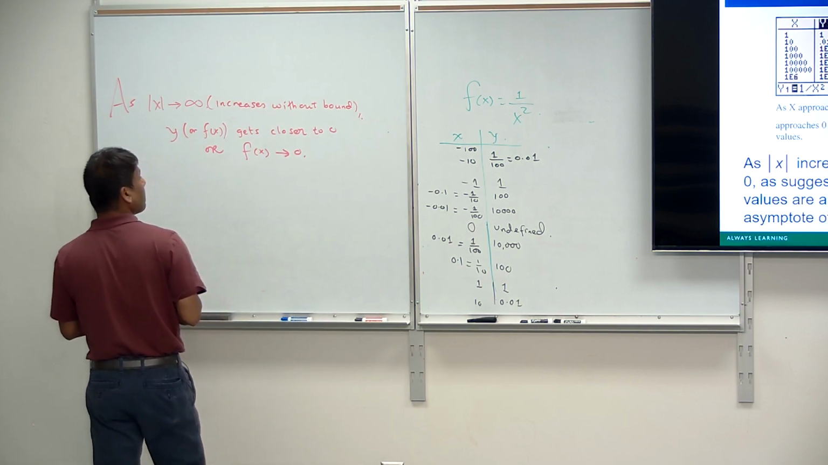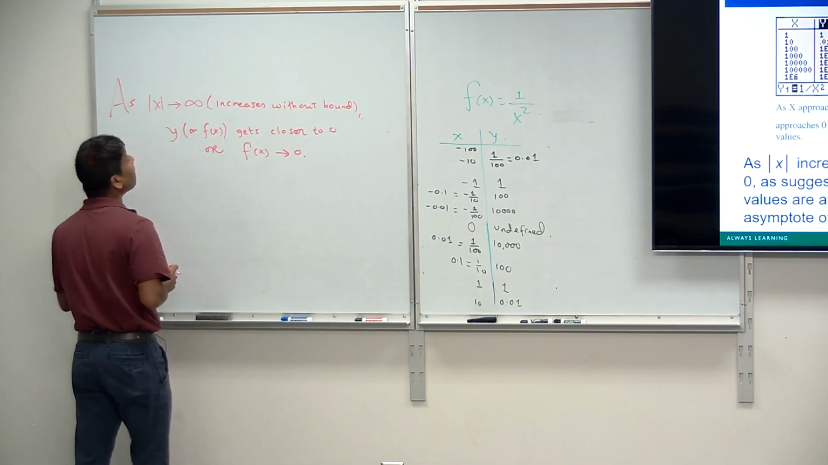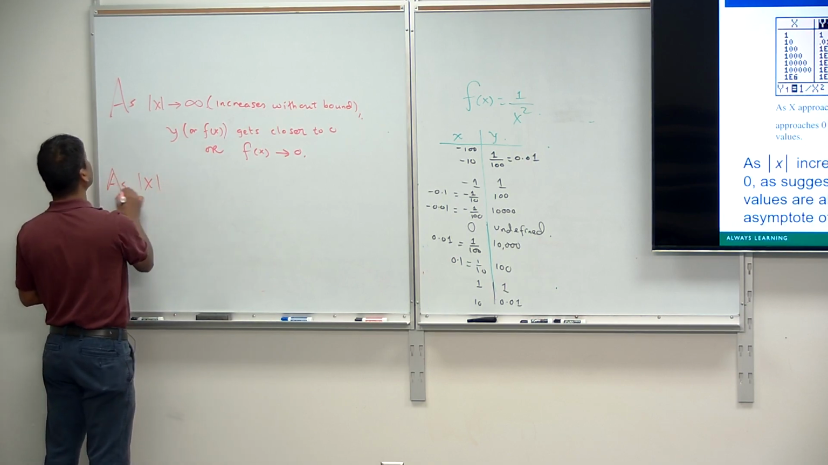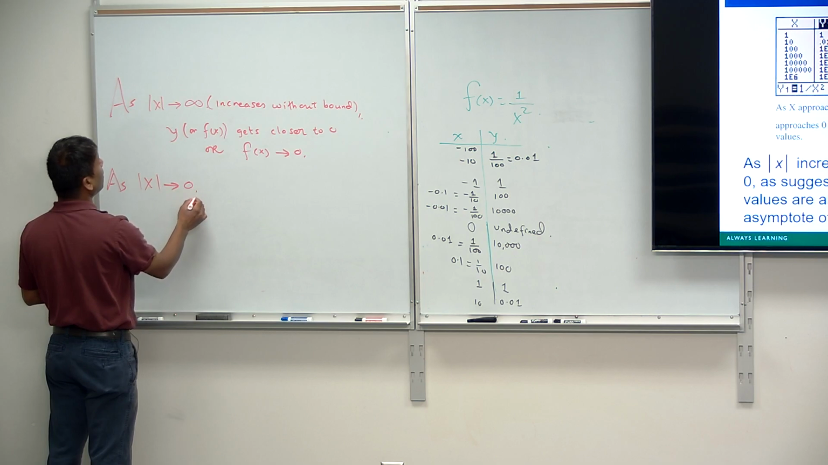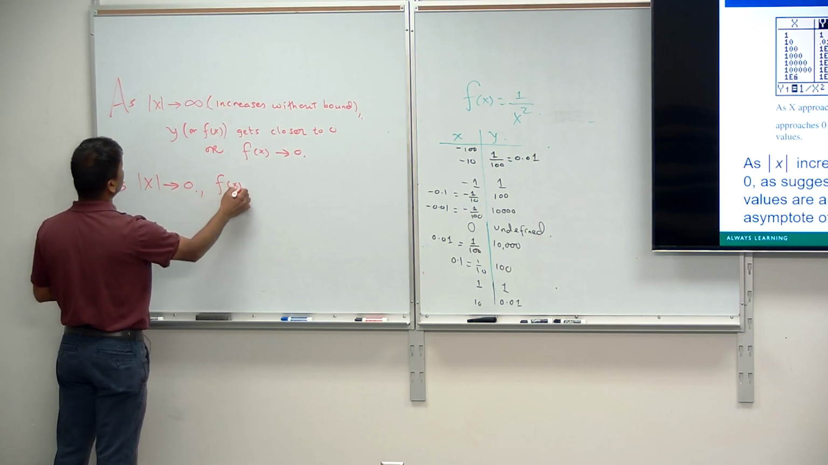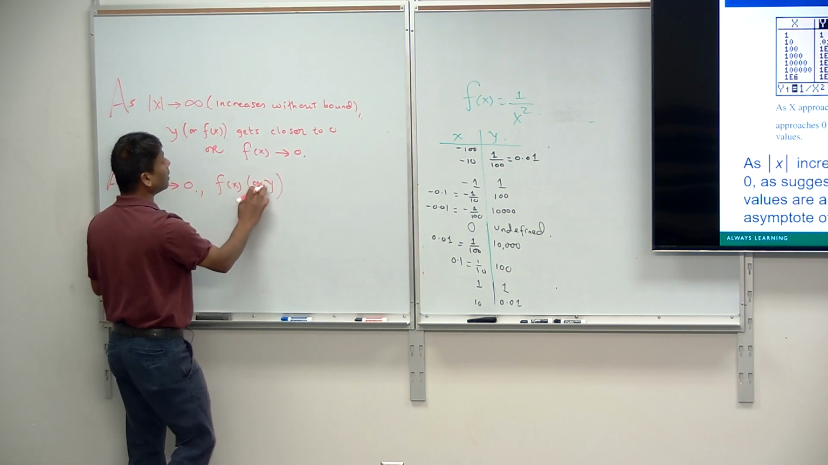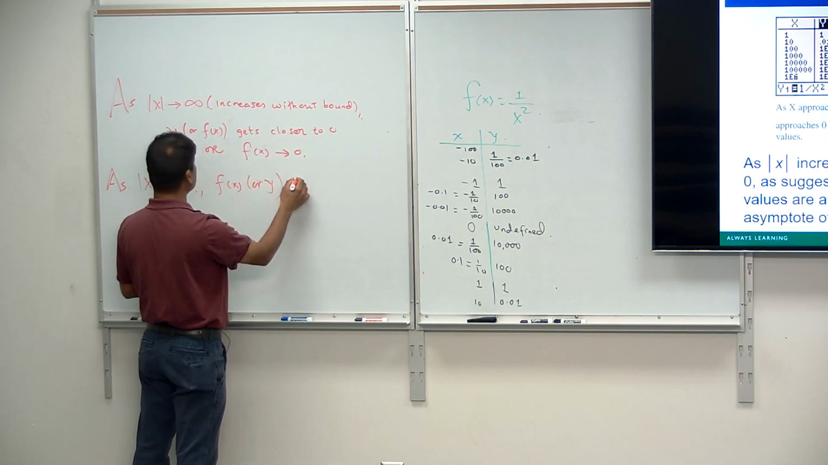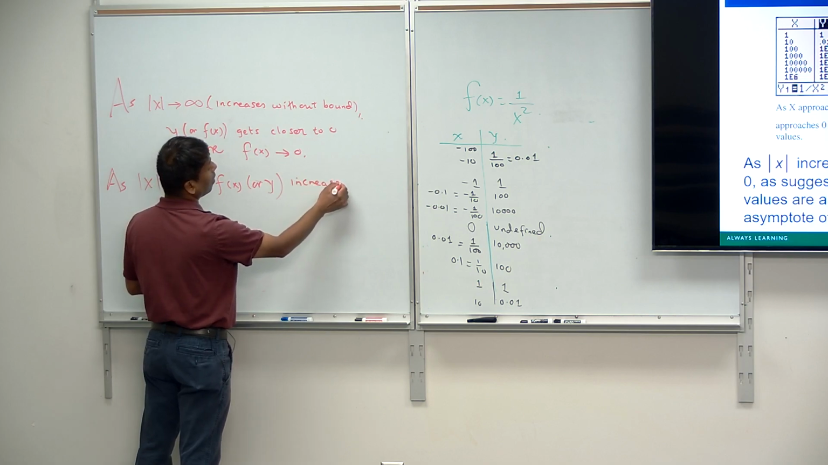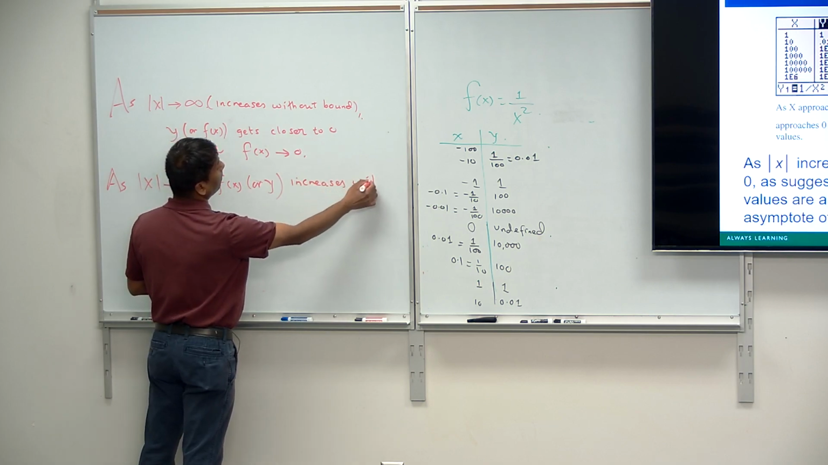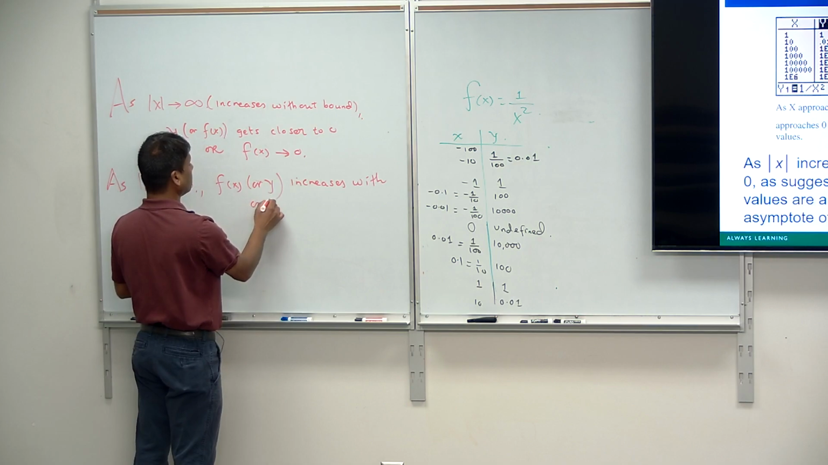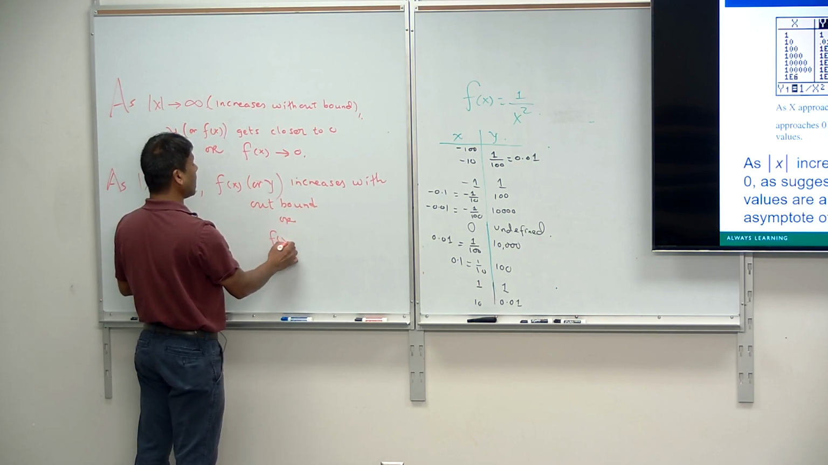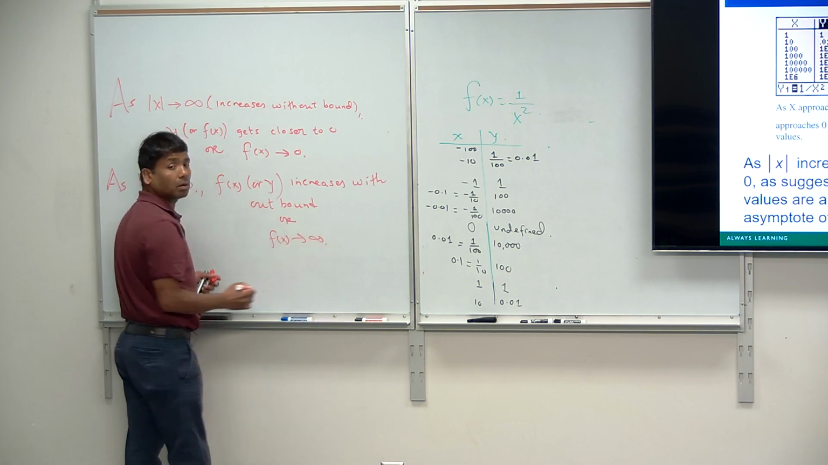So, right? And then as the absolute value of x approaches 0, what happens? Your f(x), or you can say y, whatever, it's the same thing, increases without bound. Or that means your f(x) approaches positive infinity.